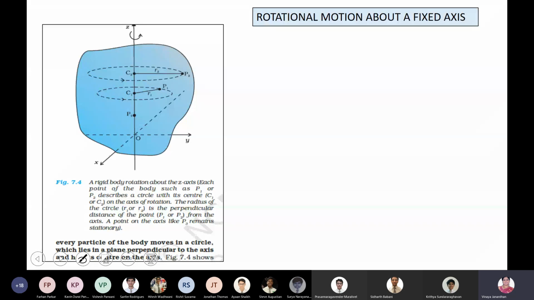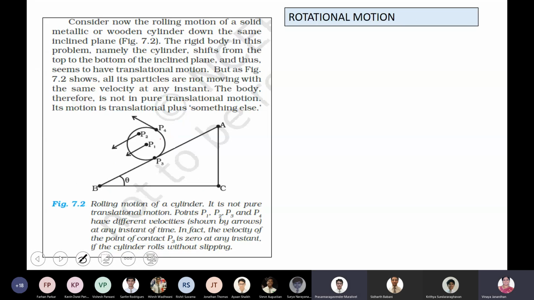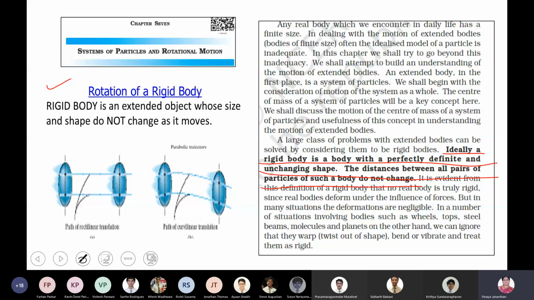In case of your extended body, it's a tough chapter. I do understand. Was there anything to write in the previous slide? No, nothing. I have just introduced the chapter.